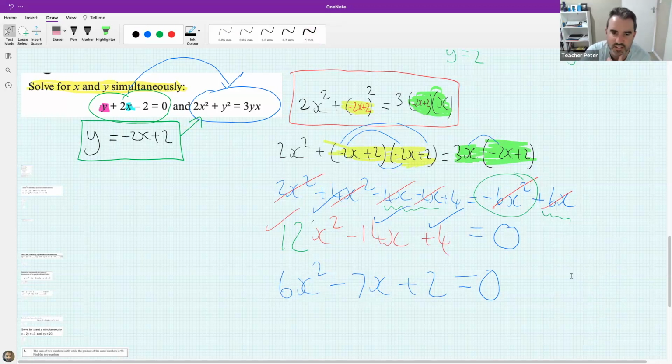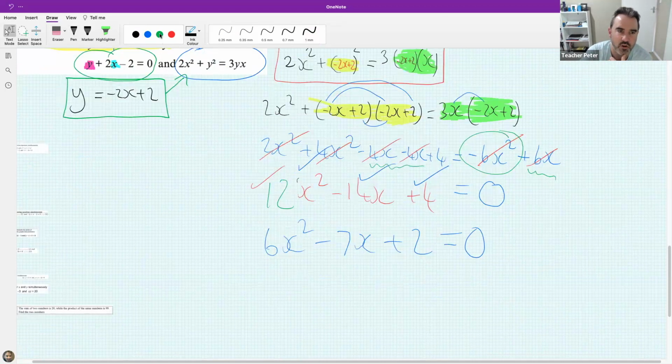I don't see an easy factorization. And so if I'm going to use the formula, I'm going to go A is 6, B is minus 7, C is 2, and the formula looks like this.